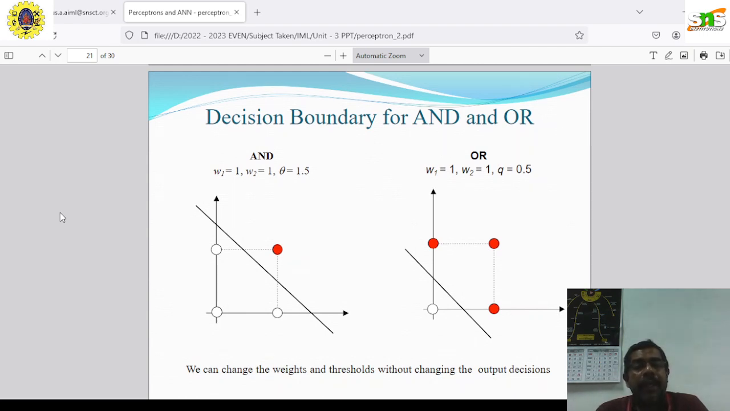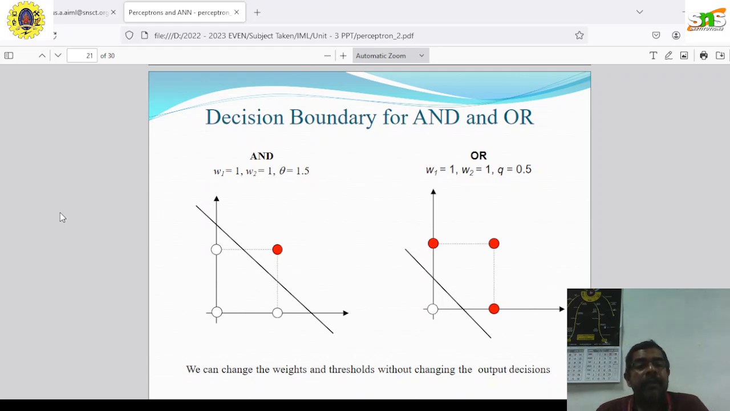If both the inputs are 1, the output of AND is also 1. Logically we would use the normal 0 1 1 0 and 0 0 1 1, but instead here we use plus 1 plus 1, minus 1 plus 1, minus 1 minus 1 and minus 1 plus 1. This way we make the decision boundary for the AND operation.